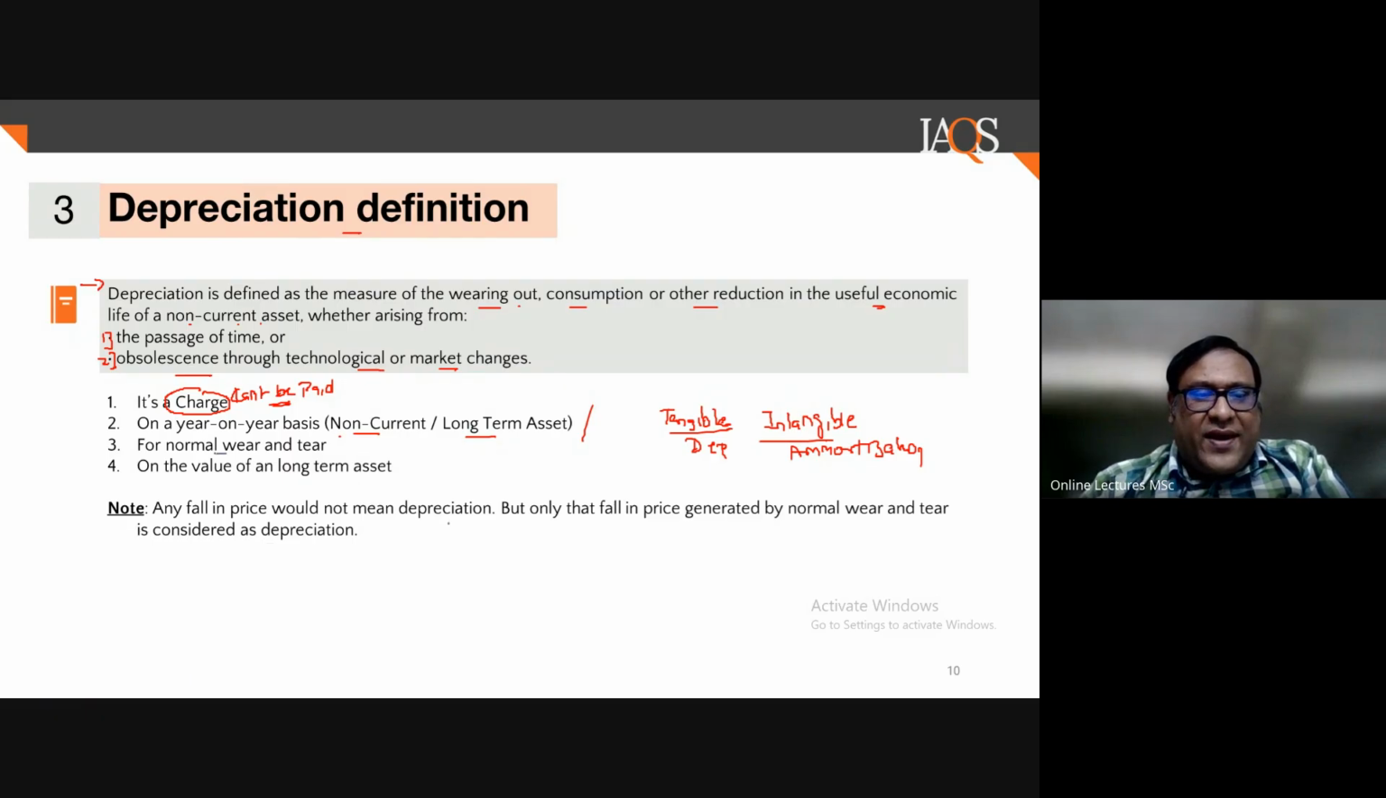For normal wear and tear, normal reduction in the value of the asset, we use the word depreciation. If it's a one-time big fall, we use the word impairment. Come on, all good? Lovely. And it's always on the value of long-term assets.